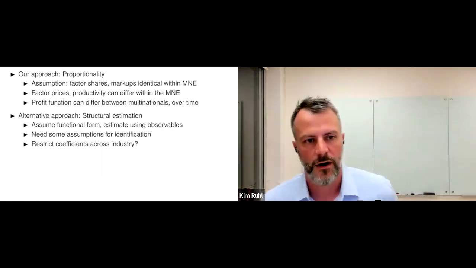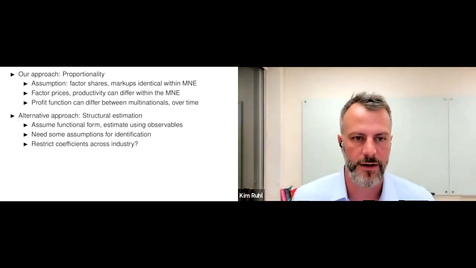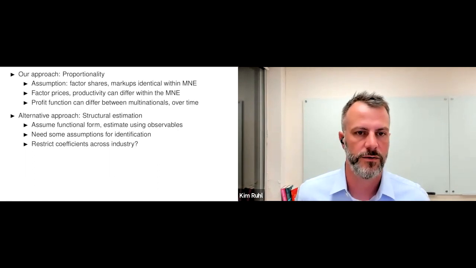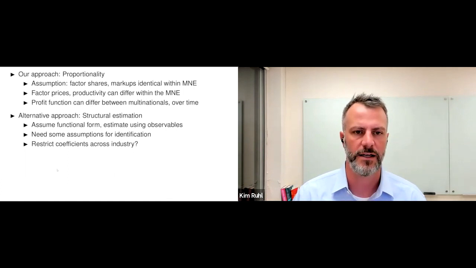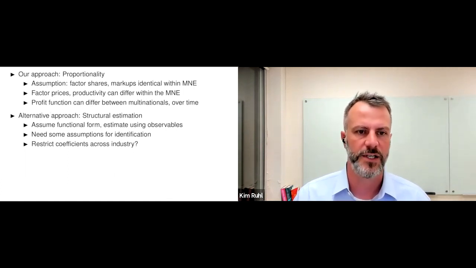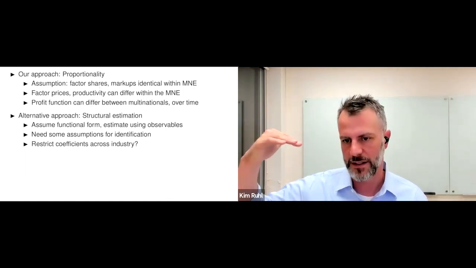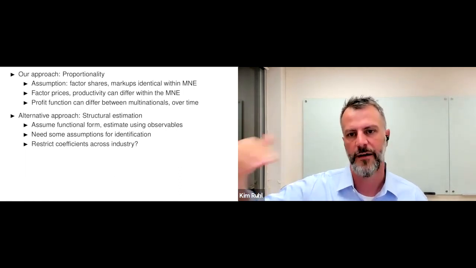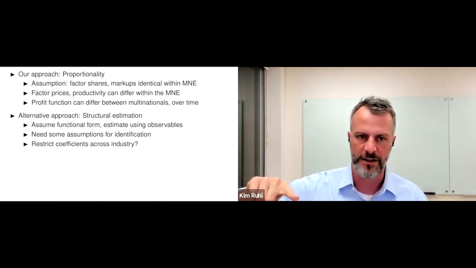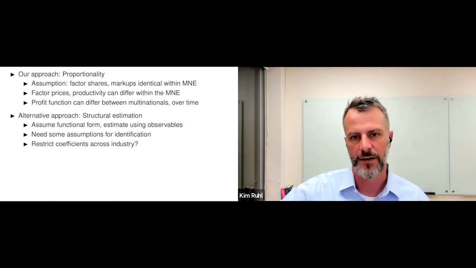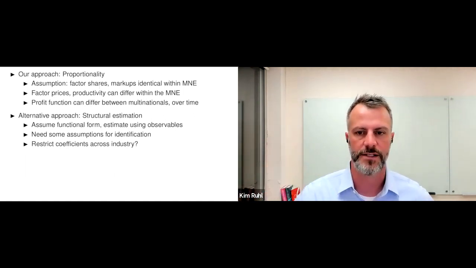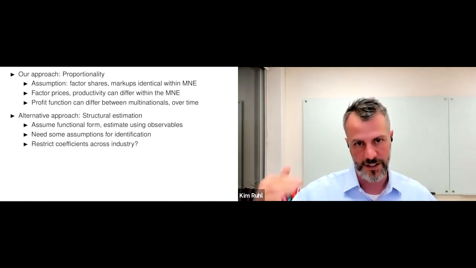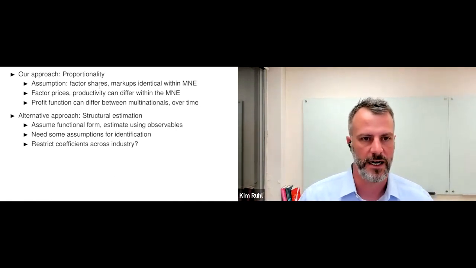So just a quick note about what we're doing and how it might compare to other approaches you might think to do. As I mentioned before, our approach, the methodology, looks like a proportionality method. And the assumption here is that the factor shares in that production function and that markups are the same within the multinational. Right? If those things are true, then we exactly recover what we want to recover. Obviously, as those things differ, there's going to be some differences, but that's the platonic ideal.